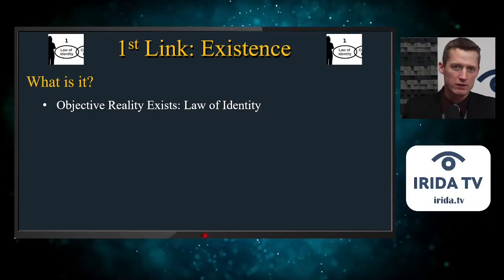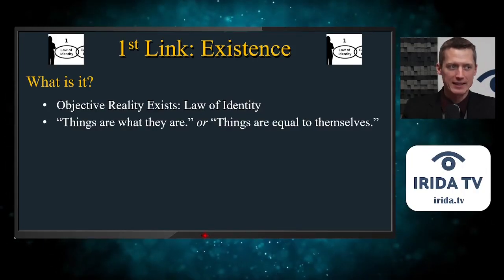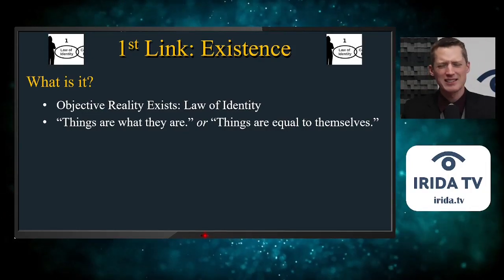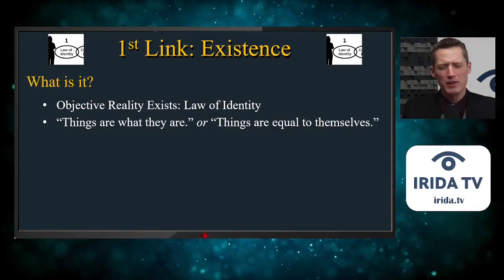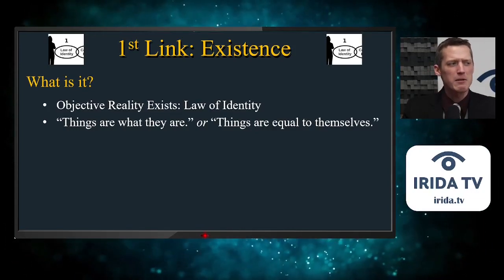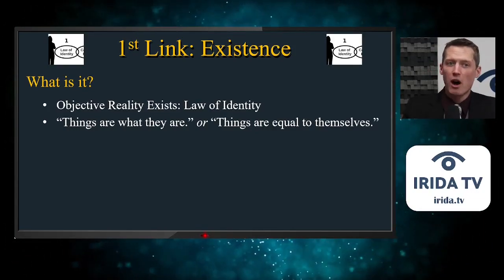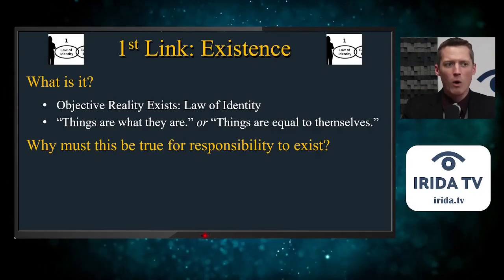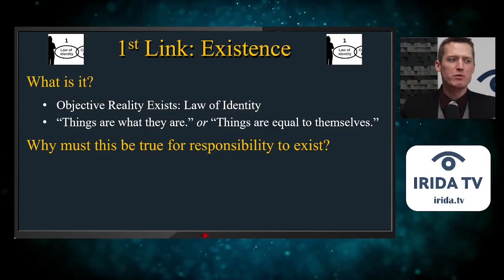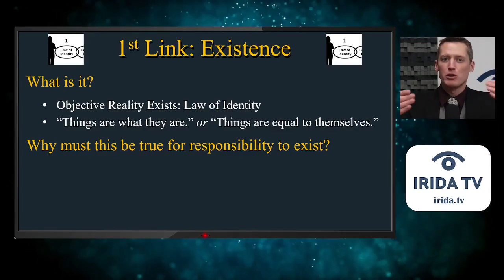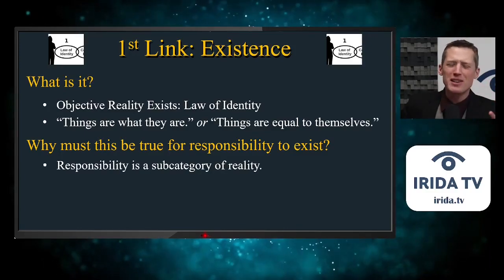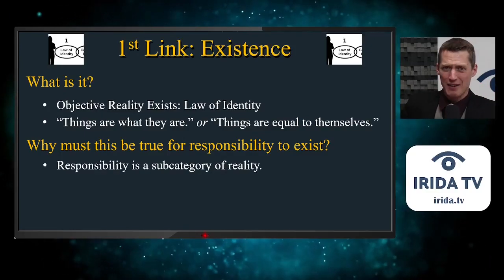In philosophic circles, this is referred to as the law of identity. To put it in layman's terms, it sounds weird, but you'll still see why this is important. You could simply say, things are what they are, or that things are equal to themselves. Now, why must this be true? Why must objective reality be true in order for responsibility to exist? Well, because responsibility is a subcategory of reality.